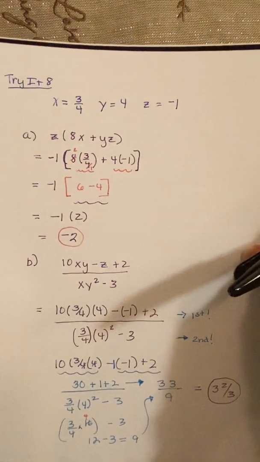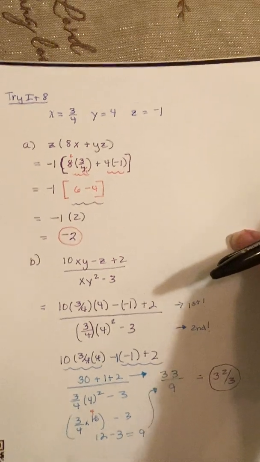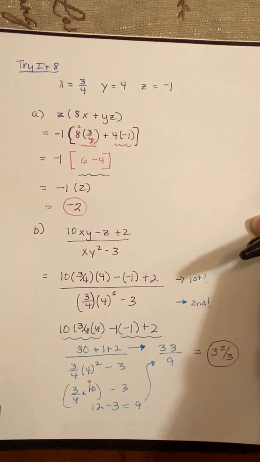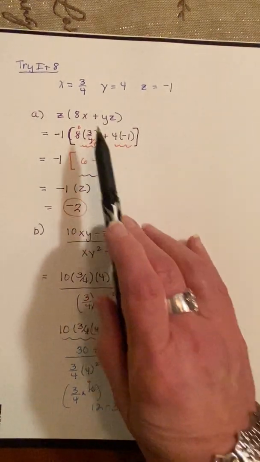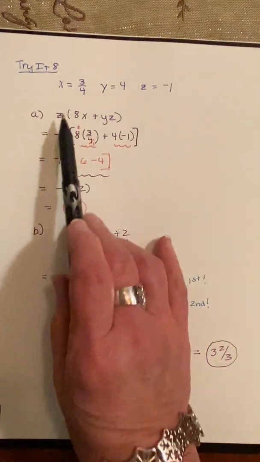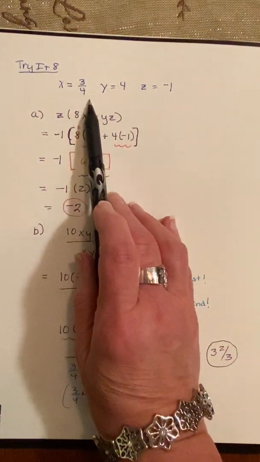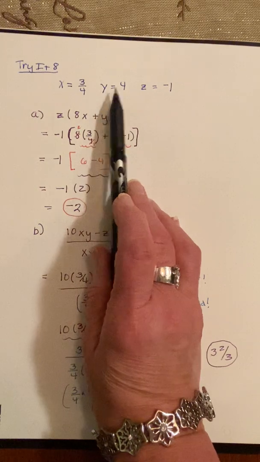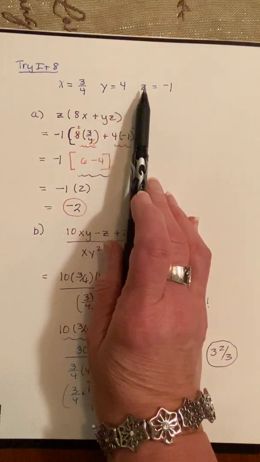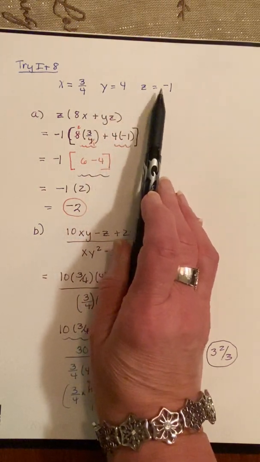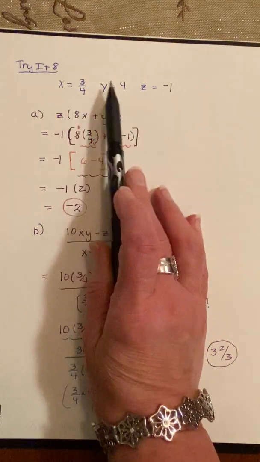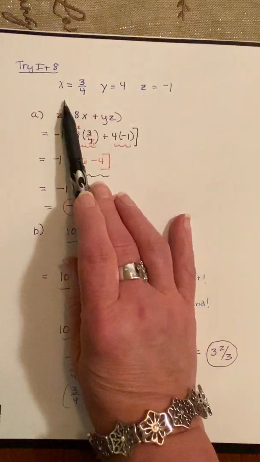Okay, going on, next page, page 80, try it 8. Get all lined up here. Here we go. So try it 8. In this case, x is going to be worth 3/4, y is going to be worth 4, and z is going to be worth negative 1. So now we have 3 variables.